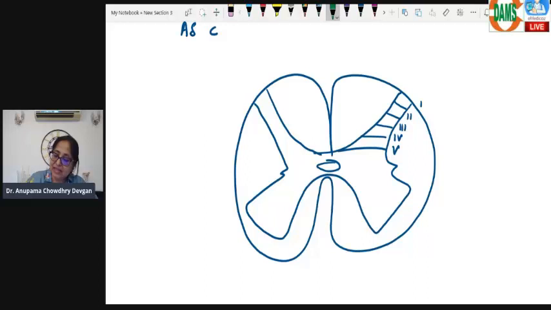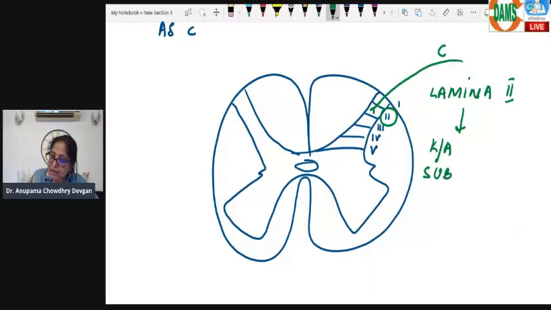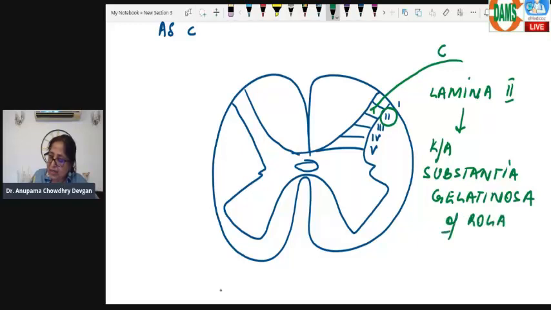Now, the C fibers will specifically synapse in lamina 2. And lamina 2 in the dorsal horn is known as substantia gelatinosa of Rolando, right? This has been asked as a question. Substantia gelatinosa of Rolando, it corresponds with which lamina? It corresponds with lamina 2.